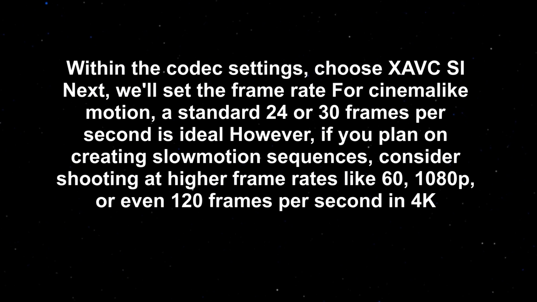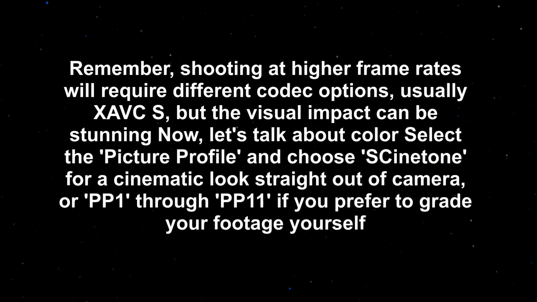Next, we'll set the frame rate for cinema-like motion. A standard 24 or 30 frames per second is ideal. However, if you plan on creating slow-motion sequences, consider shooting at higher frame rates like 60, 108p, or even 120 frames per second in 4K. Remember, shooting at higher frame rates will require different codec options, usually XAVC, but the visual impact can be stunning.